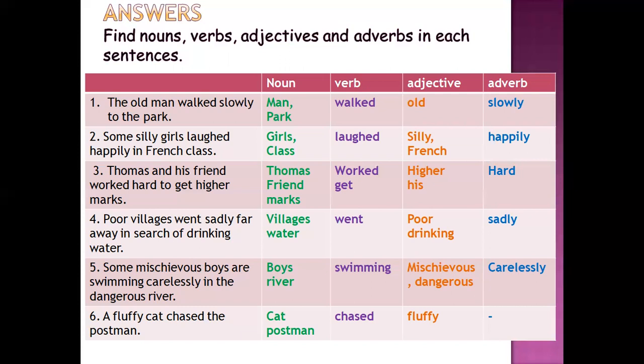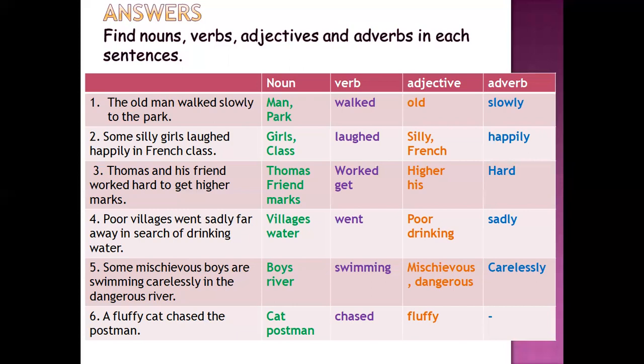And the last sentence. A fluffy cat chased the postman. So the nouns are cat and postman. And what is the verb in this sentence? That is chased. Chase means running after. And the adjective is fluffy. And there is no adverb in this sentence. Okay, sure. How many corrections have you got?